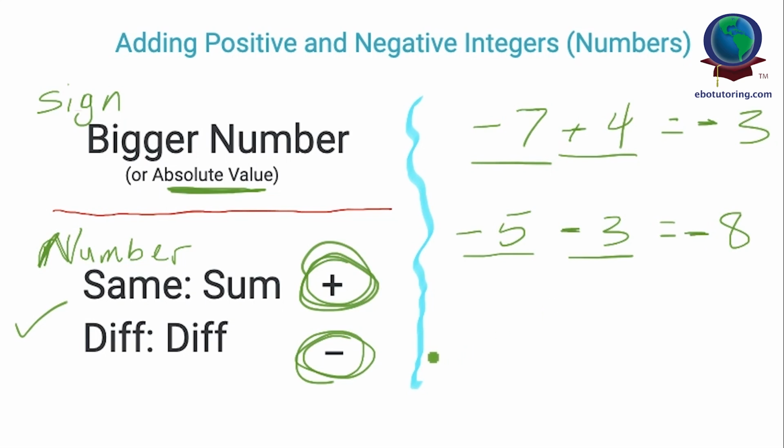One more time. Find the sign of the answer by looking at the bigger of the two numbers. Get the number part of the answer right simply by seeing if the signs are different or the same between the two numbers that you're adding. You do this, you're going to get it right.